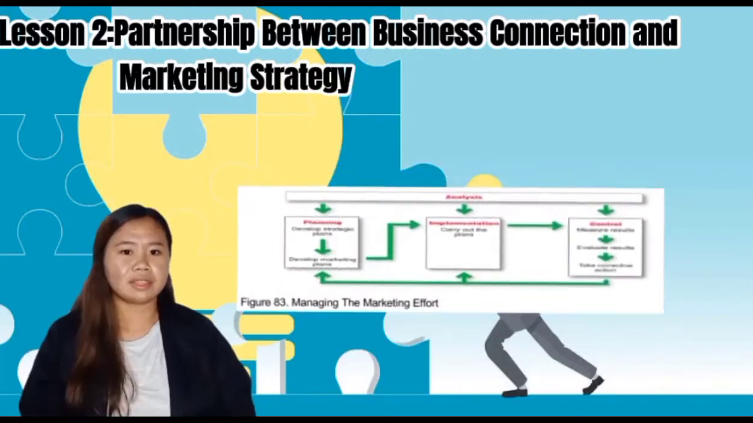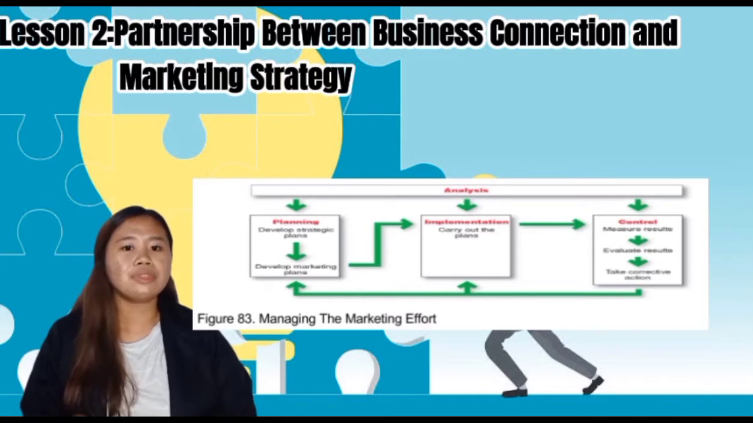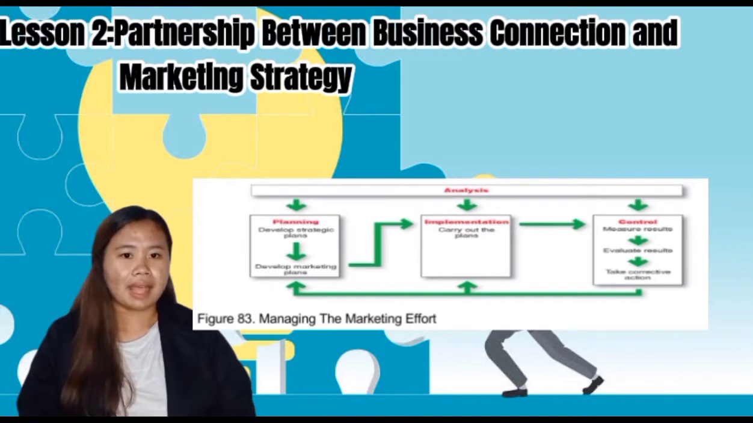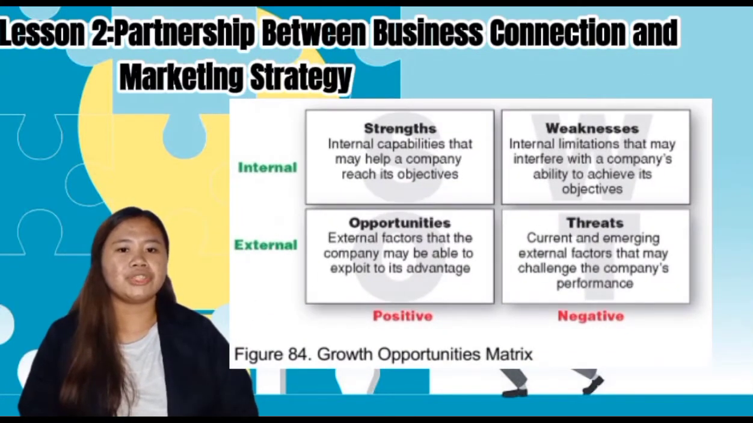In this figure 83, the first step is planning, which means develop strategic plans, while the second one is implementation, which is carry out the plans, and the third is control, measure results, evaluate results, and take corrective action, while the last one is develop marketing plans. In figure 84, growth opportunities matrix. In figure 84, we have here SWOT analysis.